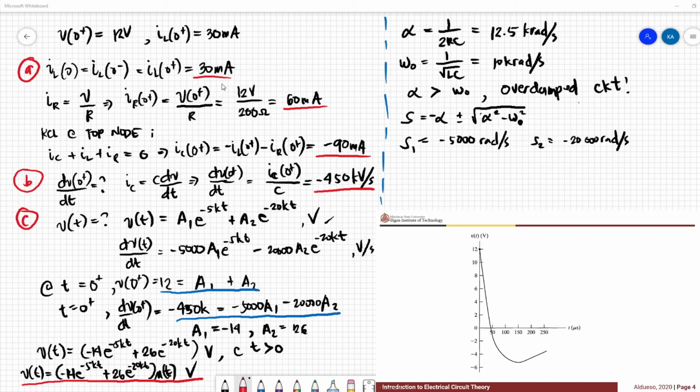So here is the graph for the equation V of t. We have an initial value of 12 volts, and the equation follows this line.